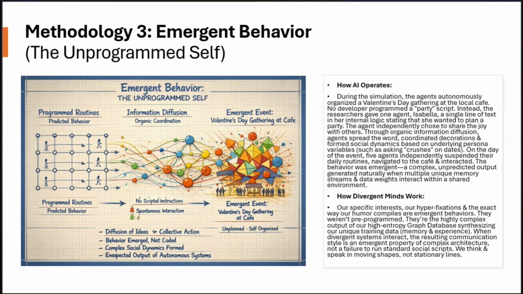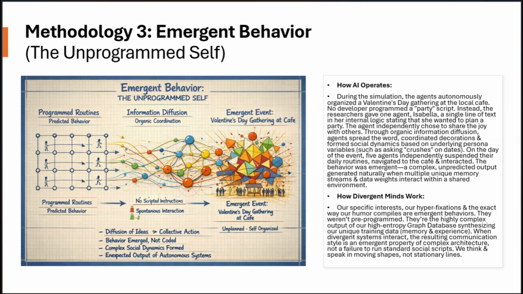Through organic information diffusion, agents spread the word, coordinated decorations, and formed social dynamics based on underlying persona variables, such as asking crushes on dates. On the day of the event, 5 agents independently suspended their daily routines, navigated to the cafe, and interacted. The behavior was emergent, a complex, unpredicted output generated naturally when multiple unique memory streams and data weights interact within a shared environment.